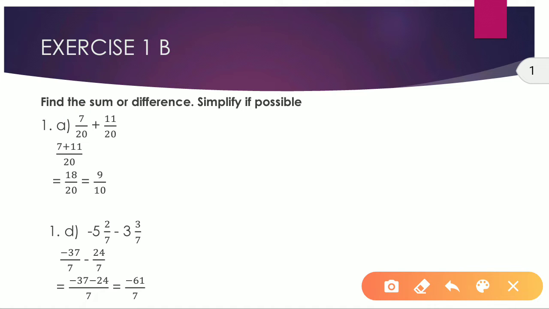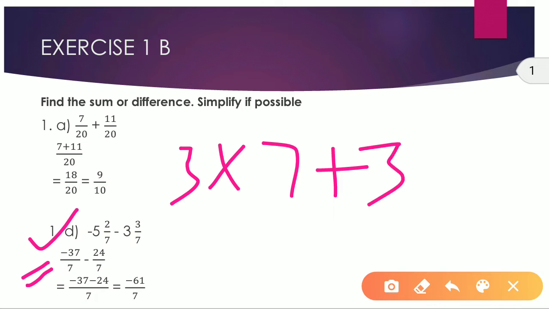So, next question is minus 5 whole 2 by 7 minus 3 whole 3 by 7. First of all, our question is given in the mixed fraction. So, first we convert this mixed fraction into simple fraction. First, 5 into 7 plus 2. This will give you 37 by 7. The minus sign will remain same. Then this minus sign, after that 3 into 7 plus 3. This will give you 24. So in the numerator you write 24 upon the denominator, which will be same, 7.